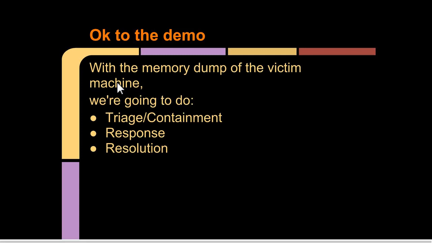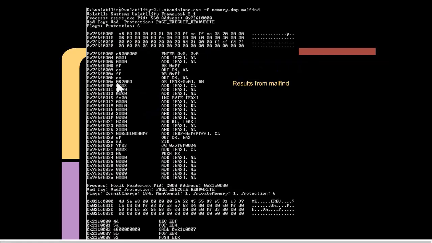What I've prepared to demonstrate is how you would use Volatility and the tools we've shown so far through the class, how to do triage and containment, and how to do response and resolution. Hopefully I can do this in 20 minutes. If the first thing you do is malfind, it may take a couple of minutes, and it will dump all the relevant information on the console.